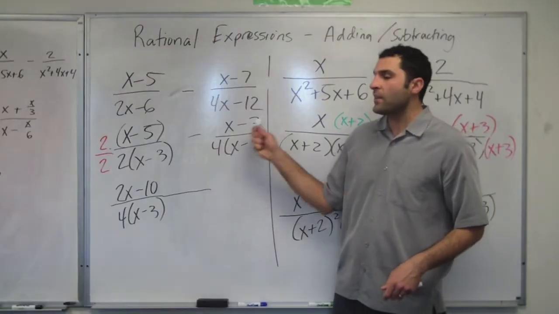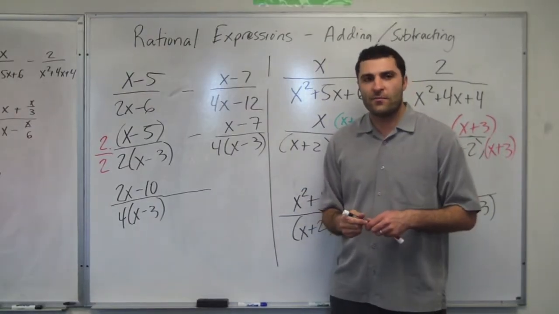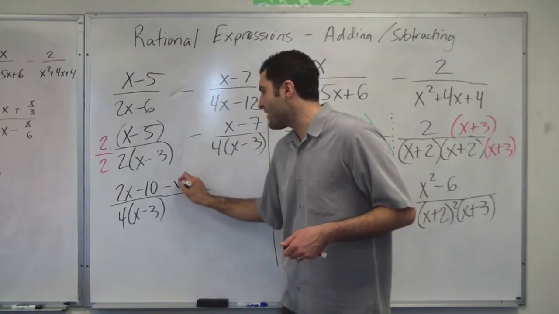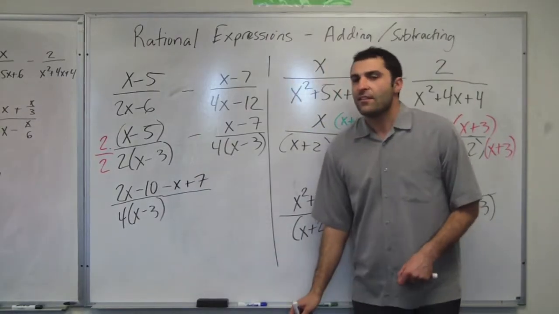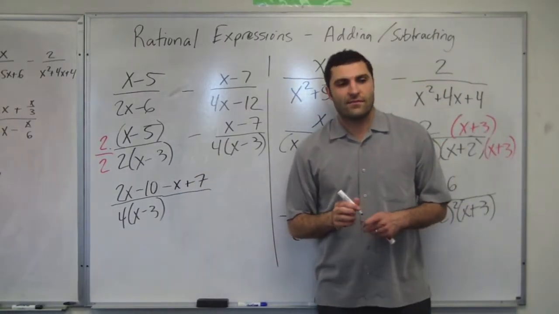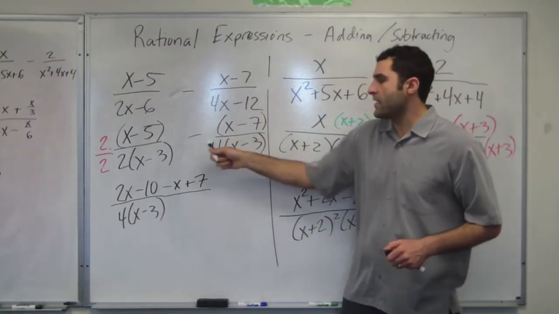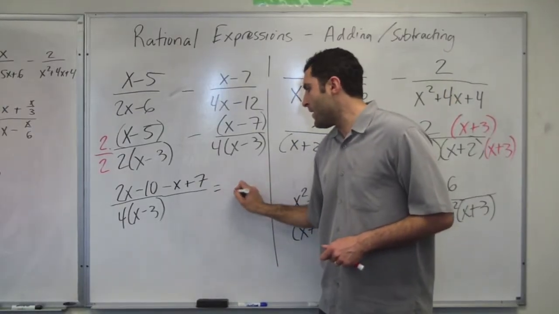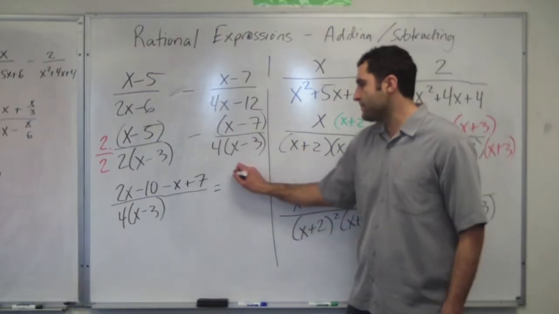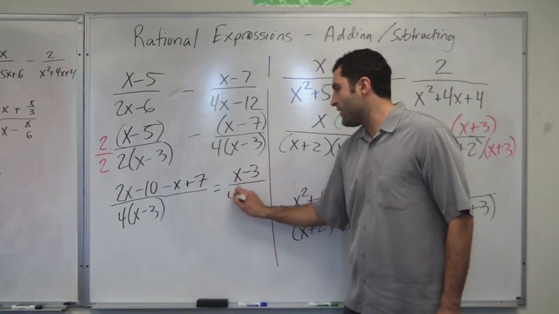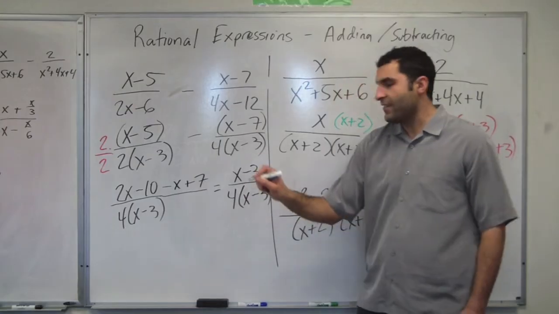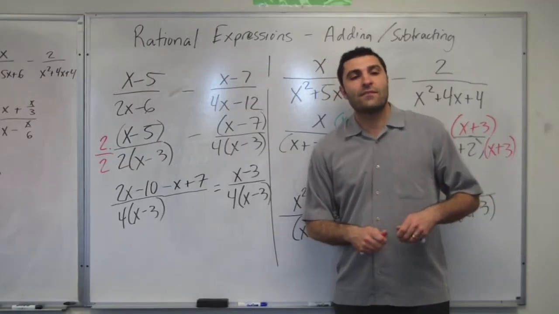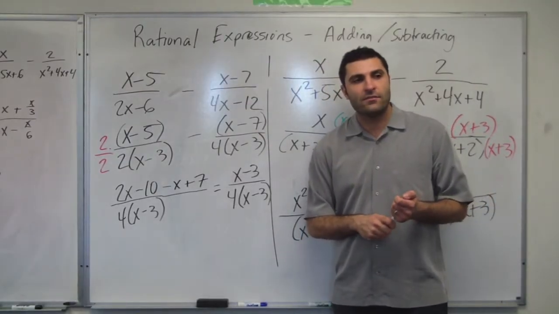Okay, if I were to combine the numerators, what would this become? Minus x plus 7. Why? Because the minus switches. Distribute the negative. This negative applies to the whole side. So it'd be minus x, over 4 times x minus 3. Can we knock out the x minus 3? We can knock it out. So it's just minus x plus 7 over 4. Why is it plus 7?